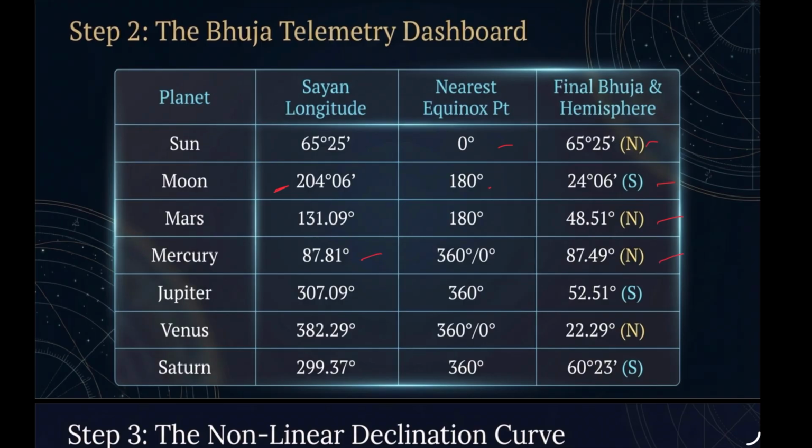87.81 minus 0, it is in the northern hemisphere. Jupiter 307, it is in the southern hemisphere. We will subtract it from 360, so 52.51. Venus 382, minus 360, so we are getting 22. It is the northern because it is greater than. Saturn 299, 360, so it is in the southern hemisphere. 60 degree 23 arc minute.